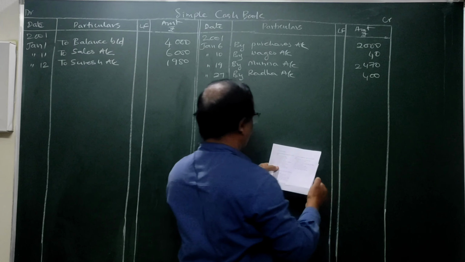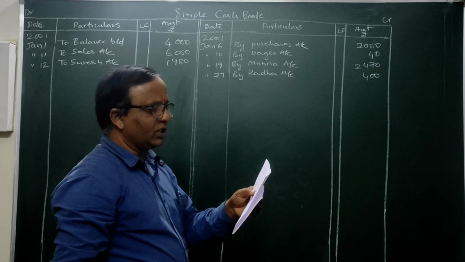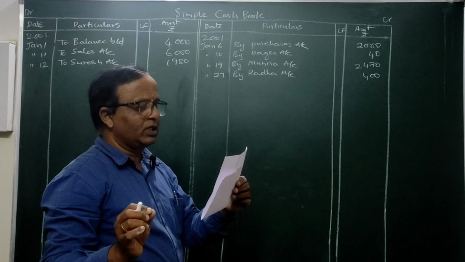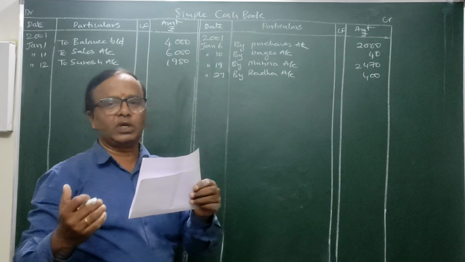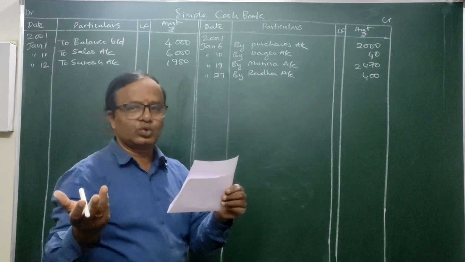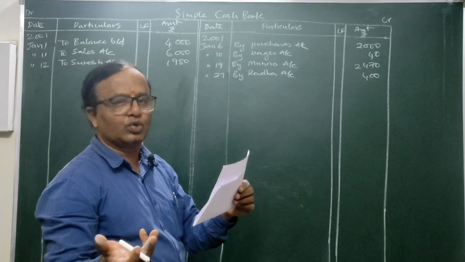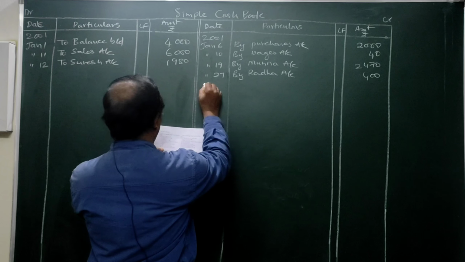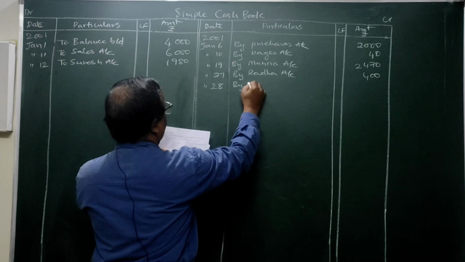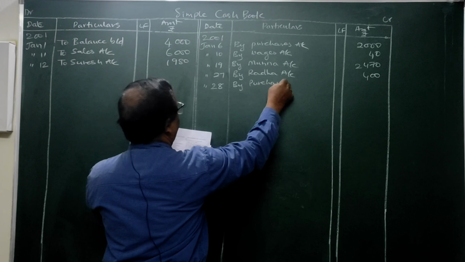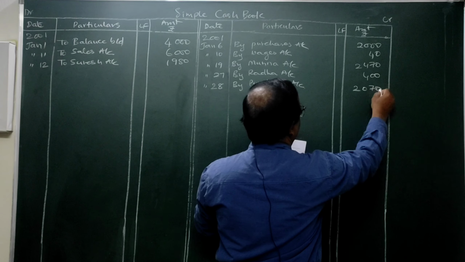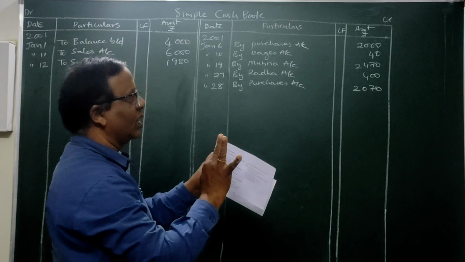Then on 28th, purchase goods for cash. You have purchased goods for cash. When you have purchased for cash, goods are coming in. You have purchased it, so purchase account will be debited. Cash is going out, so cash account being an asset account, it is credit what goes out. So your entry will be purchase account debtor to cash account. So by purchase account you write. By purchase account. How much? 2,070. Okay. Now this is how we have posted all the transactions.